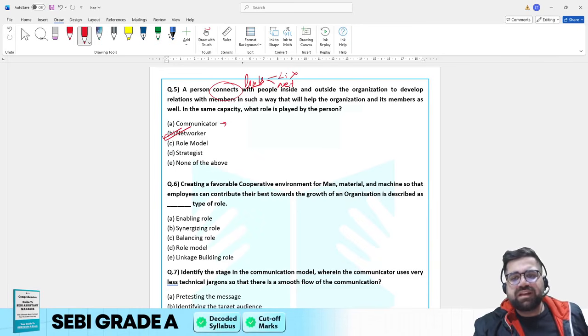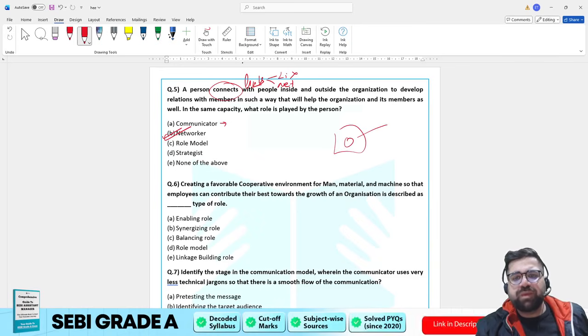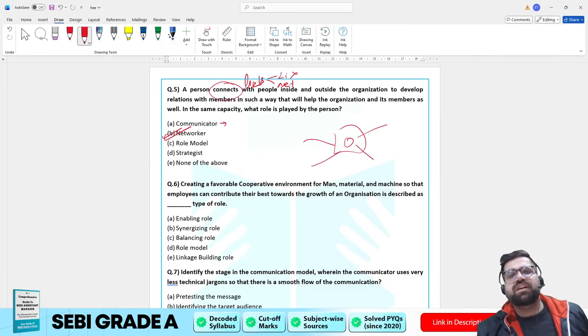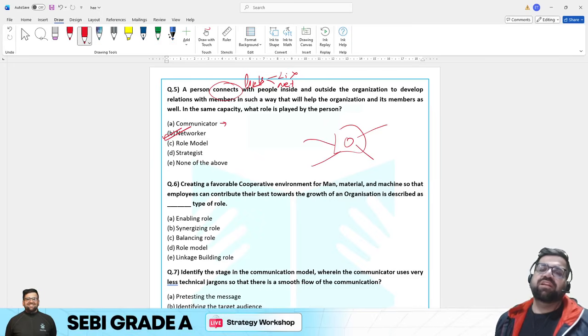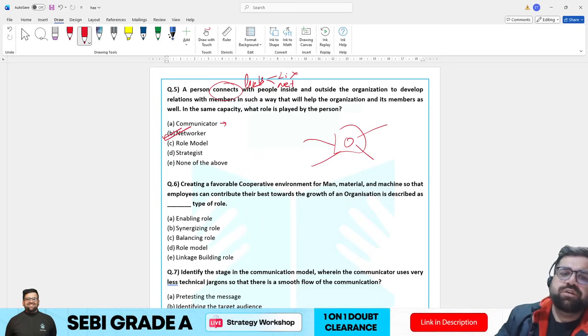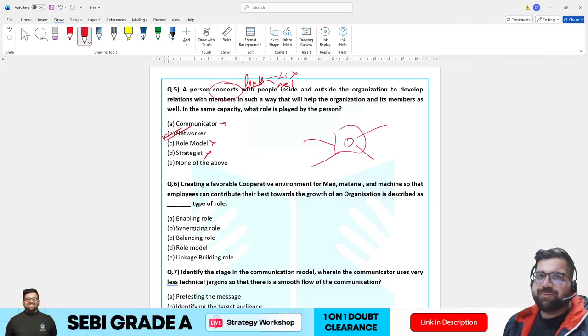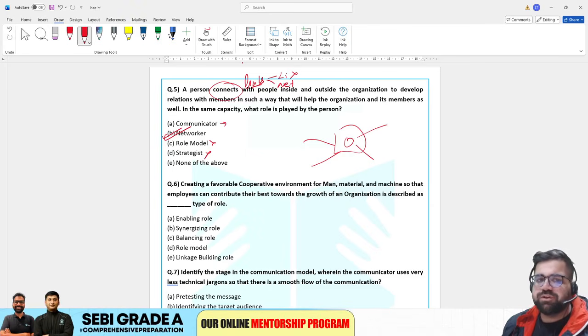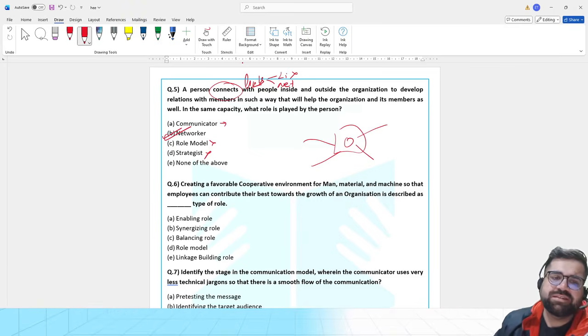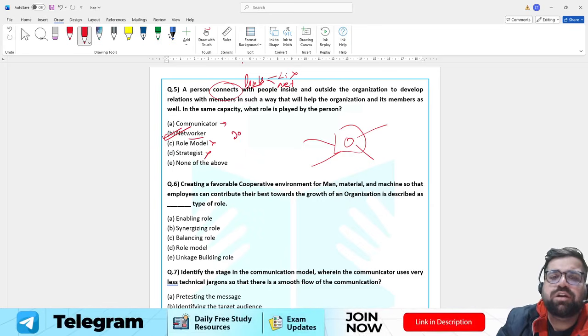Networker basically means that a leader in a company will try to make links with the outside people so that whenever the need is there, he can talk to them and get the work sorted. Very easy question. Role model, no. Strategic, no, because role model is like you are setting the examples in the society, which you are not doing as per the question. Strategist, again, it's like a loose term and it will not make any sense. So this question is also easy. Not more than 30 seconds should be invested in this question.